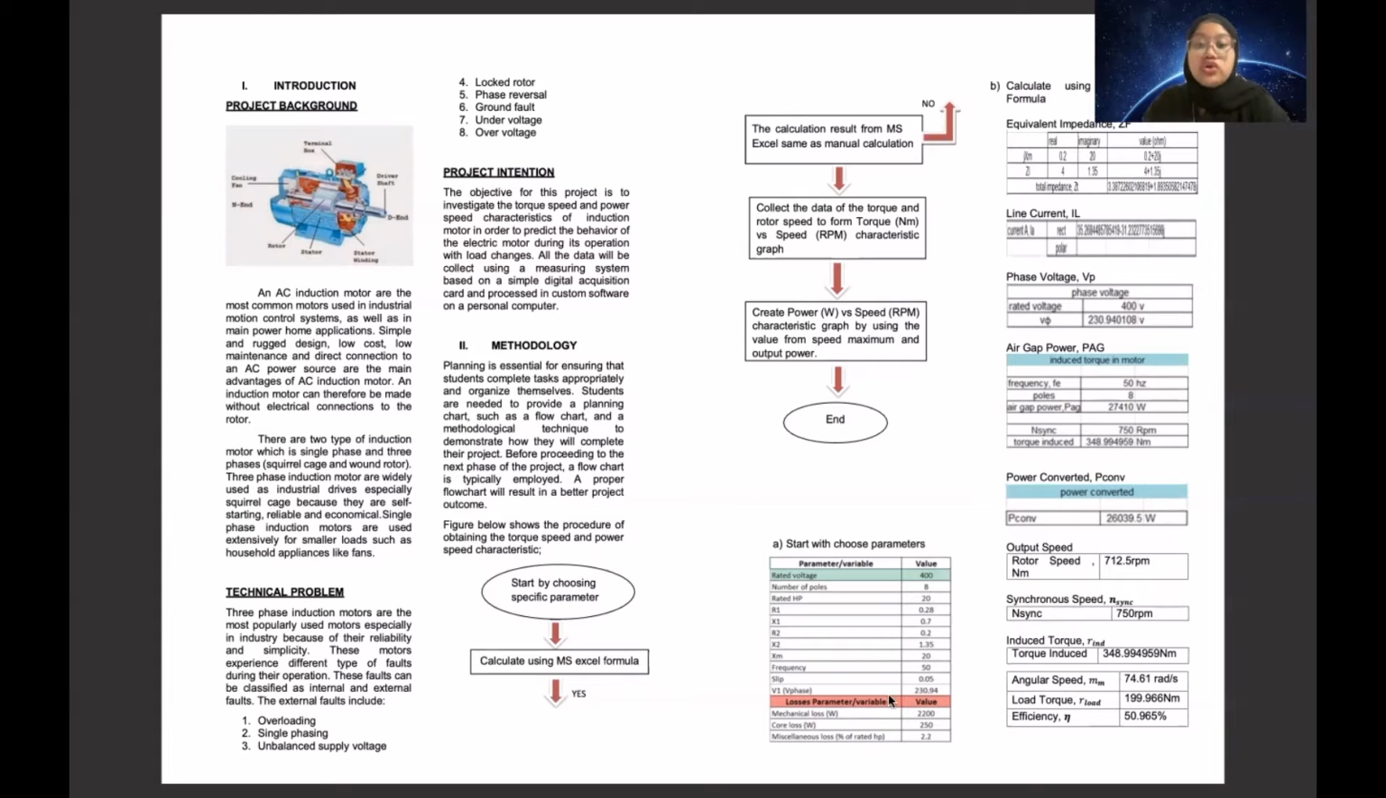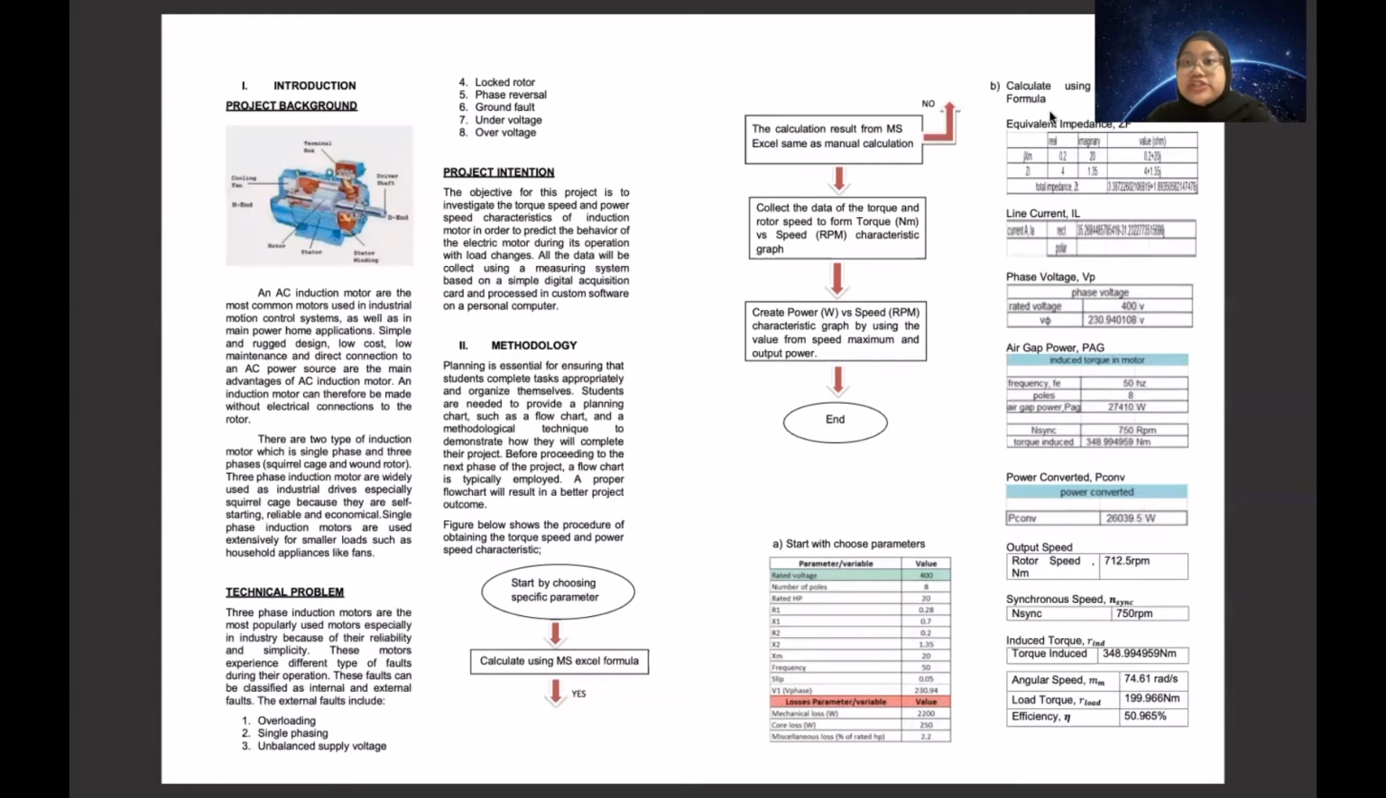V phase we use 230.94. So for the loss parameters, the mechanical loss we use 2200, core loss we use 250, and then the miscellaneous rated HP we use 2.2%. So this is basically calculated using the MS Excel formulas.